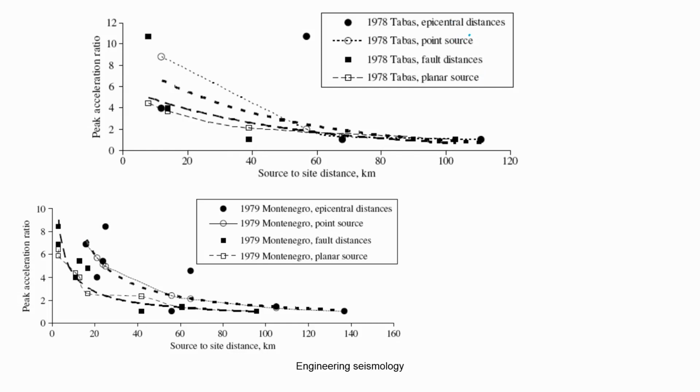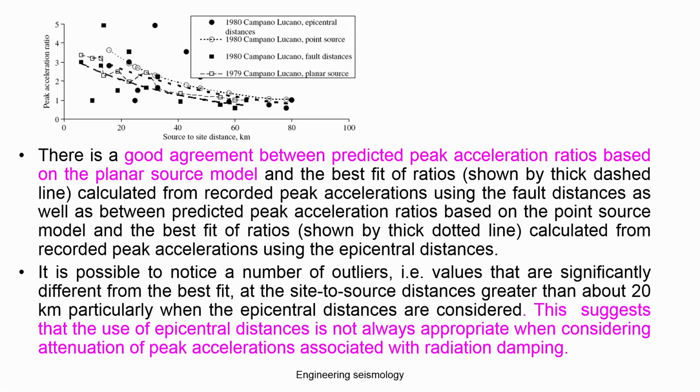You can also see for the other earthquake how these data vary. You can see it has a variation with respect to the point and planar source models. So this is for the other earthquake. From analyzing this, we can understand that there is a good agreement between the predicted and the peak acceleration ratio based on the planar source model. Okay, that is the one thing.